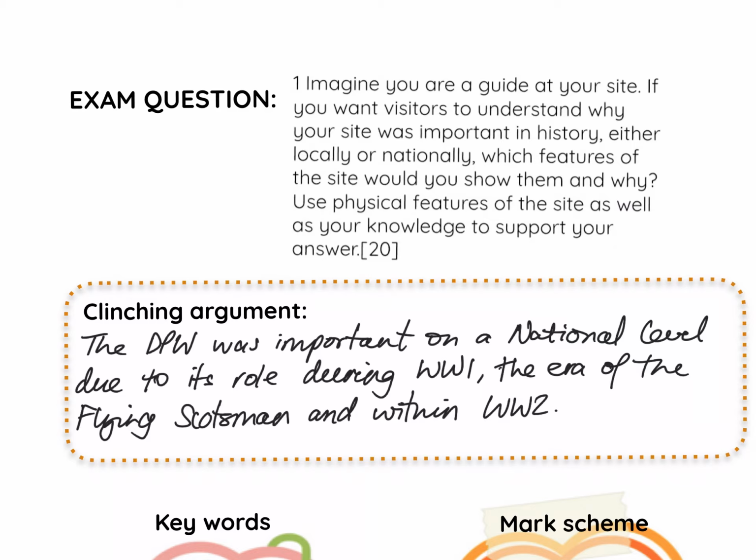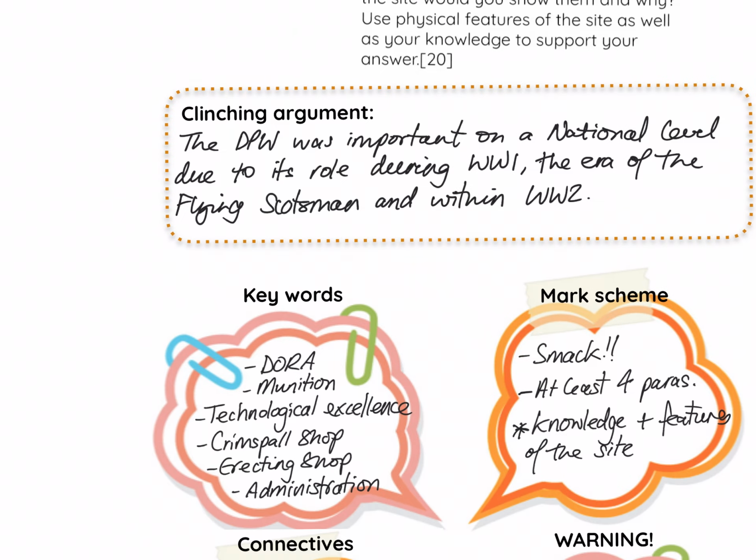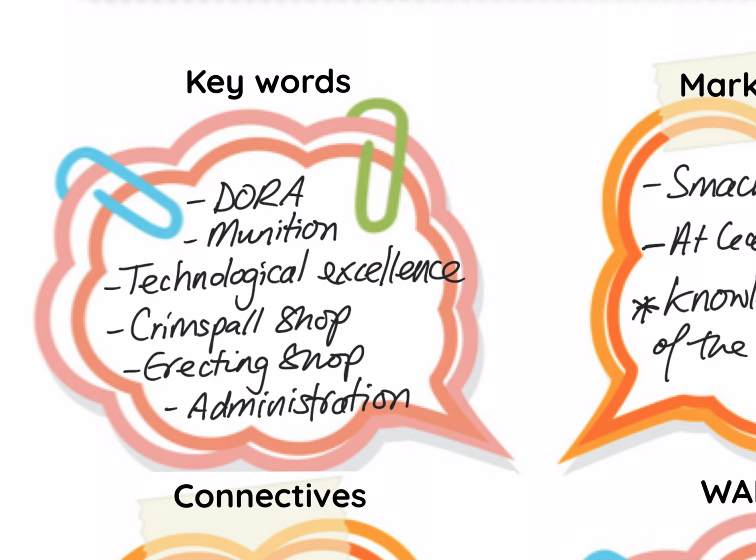Here's my clinching argument right here. This is essentially my stream of thought that will run throughout my answer: that the Doncaster Plant Works was important on a national level due to its role during World War I, the era of the Flying Scotsman, and within World War II. So essentially that's my clinching argument, that it was important on a national level, and I've explained why.